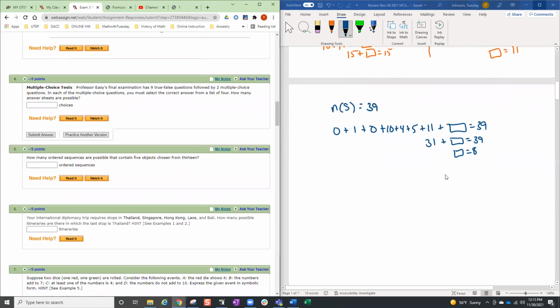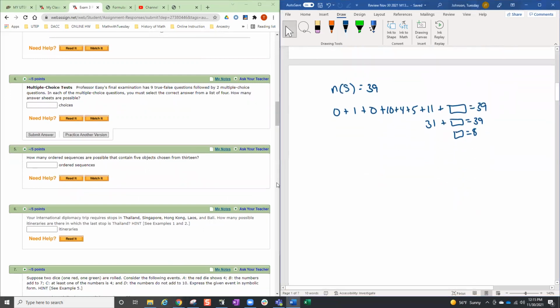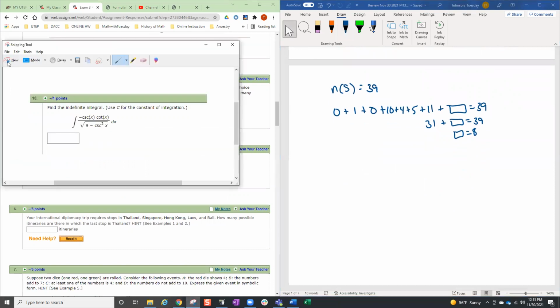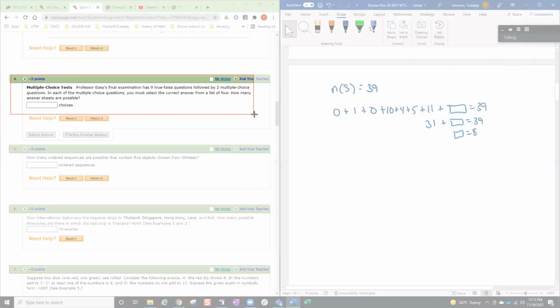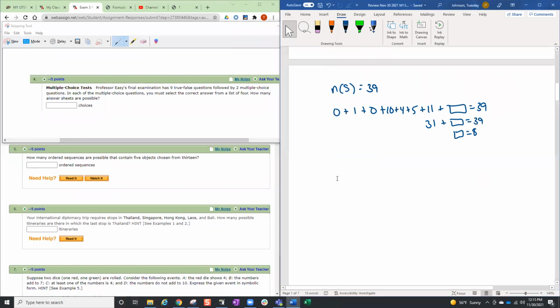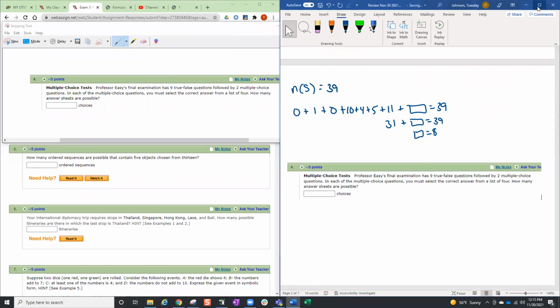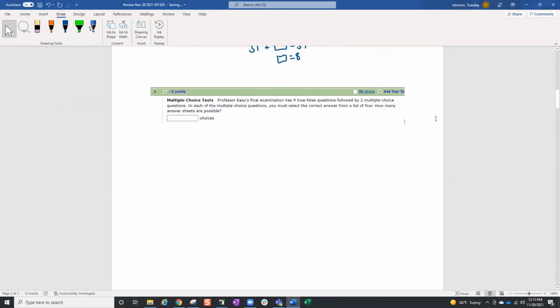Let's copy it over onto here. We don't want to do any of that calculus nonsense. Here we go. And now we can see this on a good size. Multiple choice test, you know, it's always everybody's favorite.